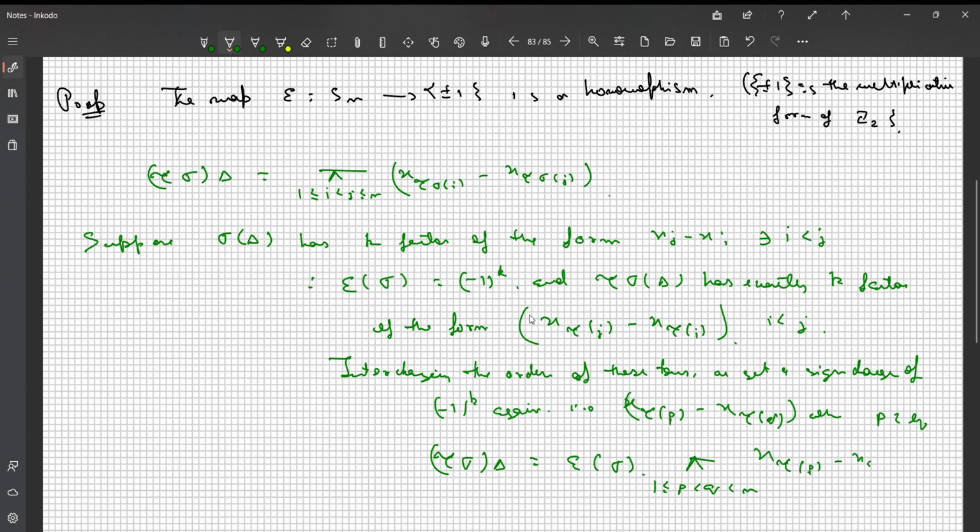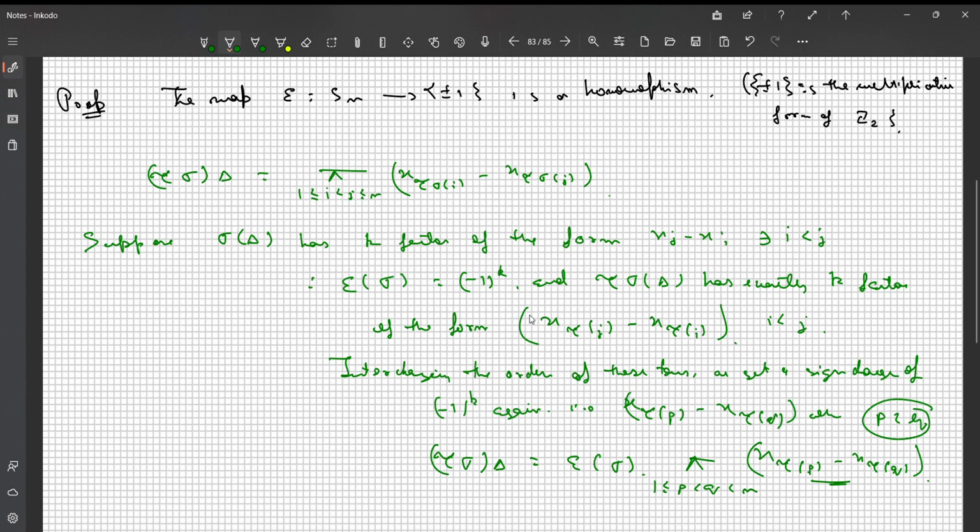But this would obviously imply that tau sigma of delta is the sign of sigma times this, x tau p minus x tau q, because we have changed the order of the elements here, right? Previously, when we had acted upon this polynomial with sigma, we got a sign of minus 1 to the power k, and then we acted on that same polynomial with tau. We again changed the order such that the element i on the left hand side is less than the element j on the right hand side, which we represent as p and q.